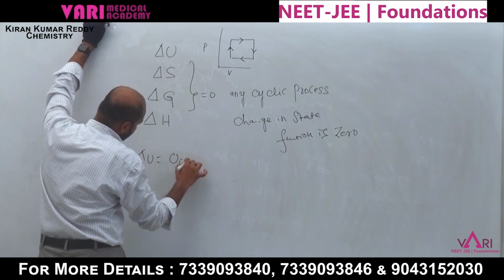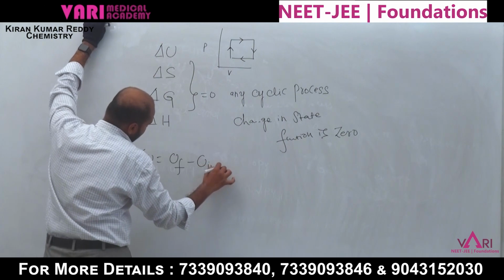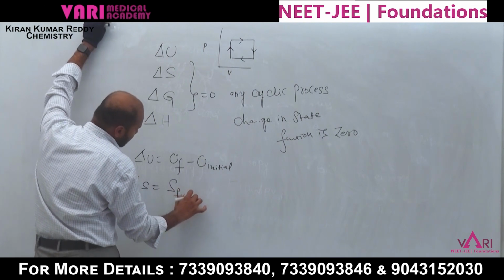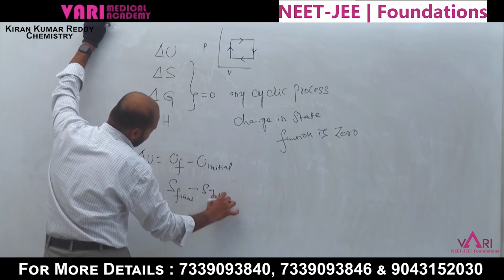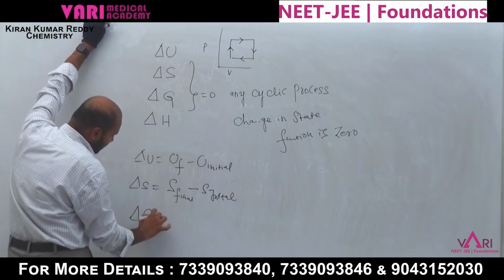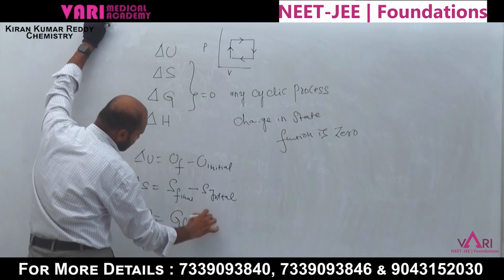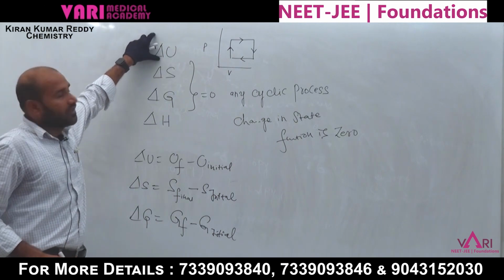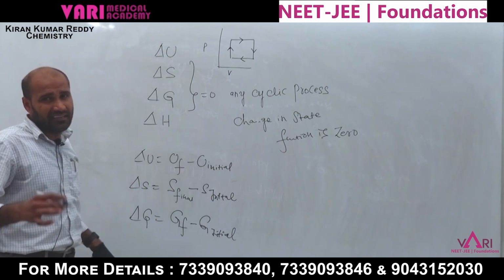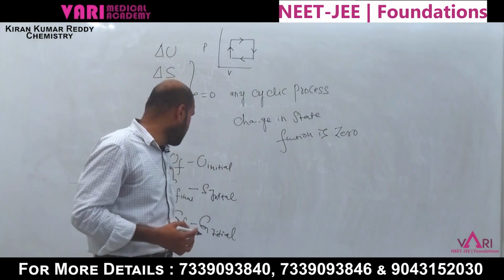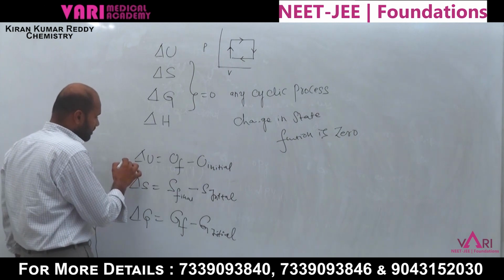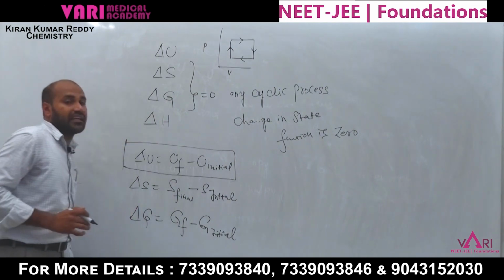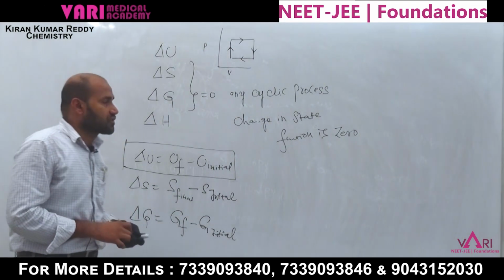We cannot determine the absolute values of U, but we can determine delta U is equal to U final minus U initial. If you write delta S also, S final minus S initial we can write. Next, delta G also, G final minus G initial we can write. But the absolute values of entropy, enthalpy and Gibbs free energy are difficult to determine, but we can find out the change in internal energy, change in entropy, change in Gibbs free energy. This is called a state function.